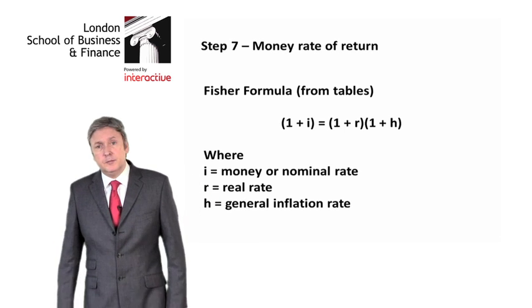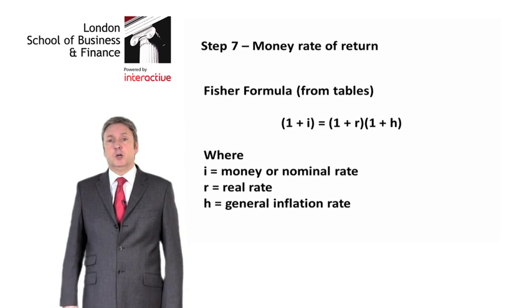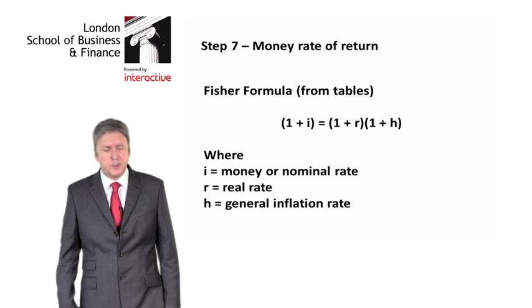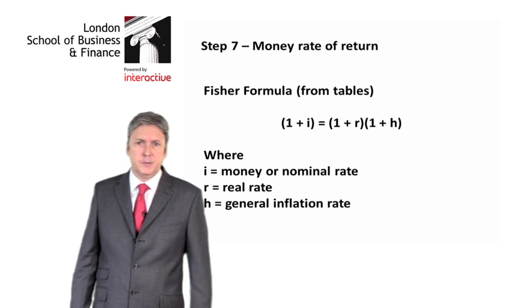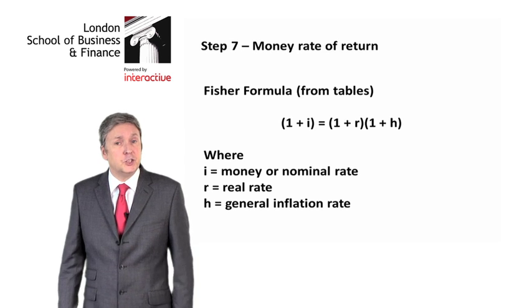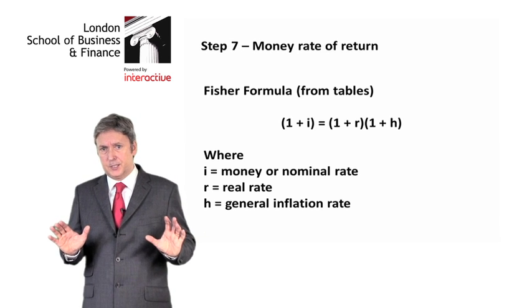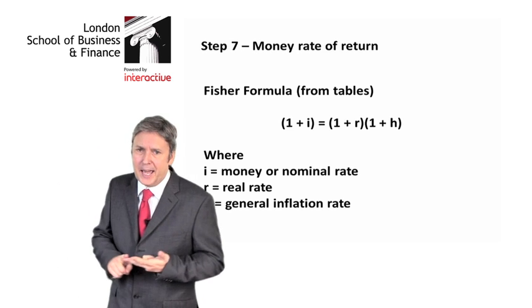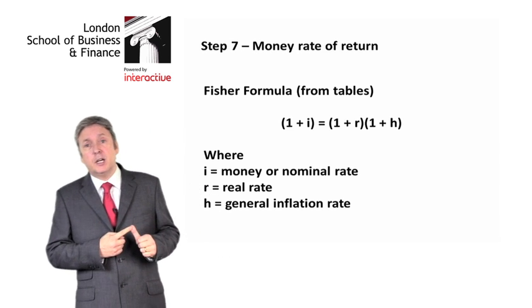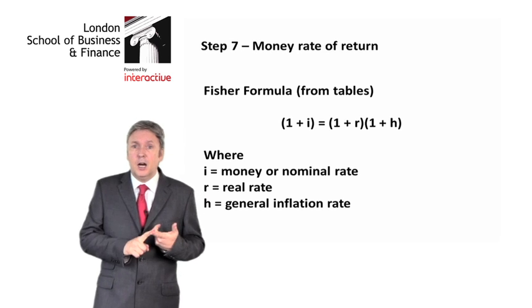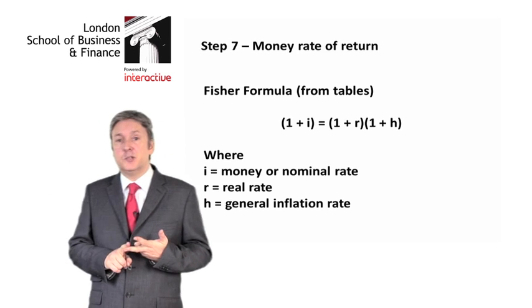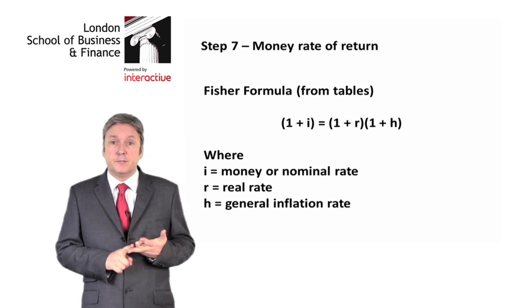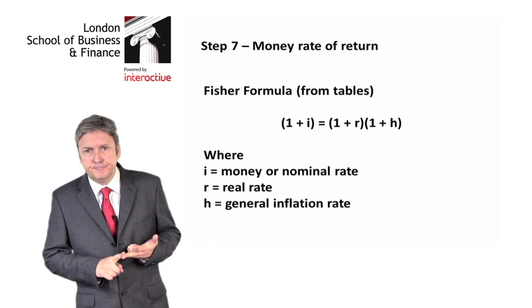If you remember, from your tables, we are given this formula. 1 plus I equals 1 plus R multiplied by 1 plus H. That comes from your formula sheet. I'm not going to get excited about that. But of course, you have to remember what I, what R, and what H mean. I means the money or nominal rate. R means the real rate, and H means general inflation rate, or inflation maybe.